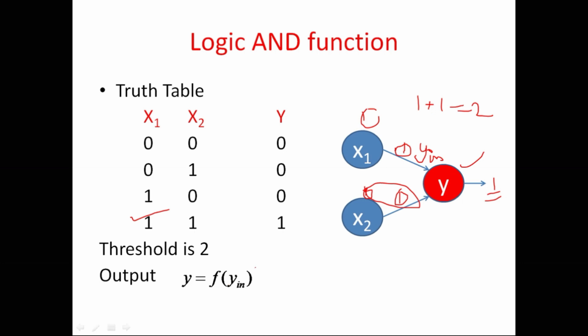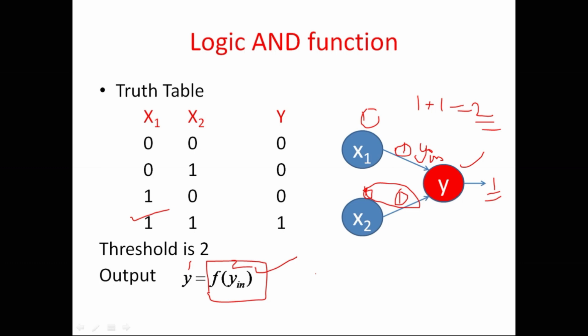According to this, what I need to do now is write the activation function based on this case and based on the other cases also. So the output is 2 here, and the y in is 2. If y in is 2, I need to get y as 1.